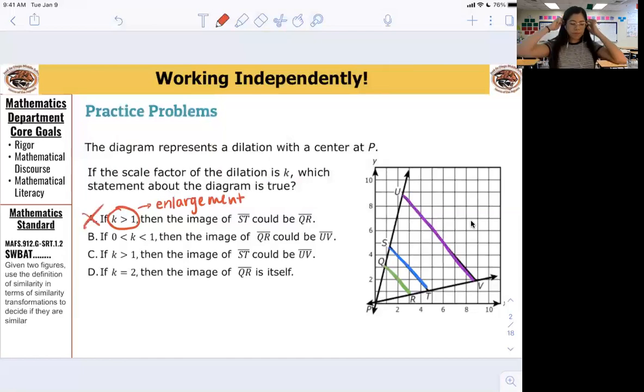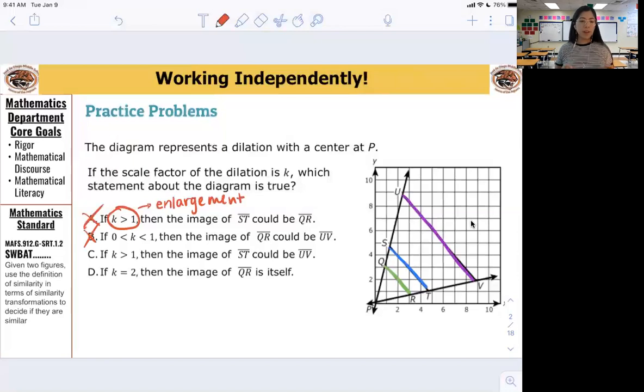Number 2, or letter B. If K is in between 0 and 1, then the image of QR could be UV. No, because if it's in between 0 and 1, it will be a decimal, and decimals cause it to shrink. You got it. So that is also incorrect.